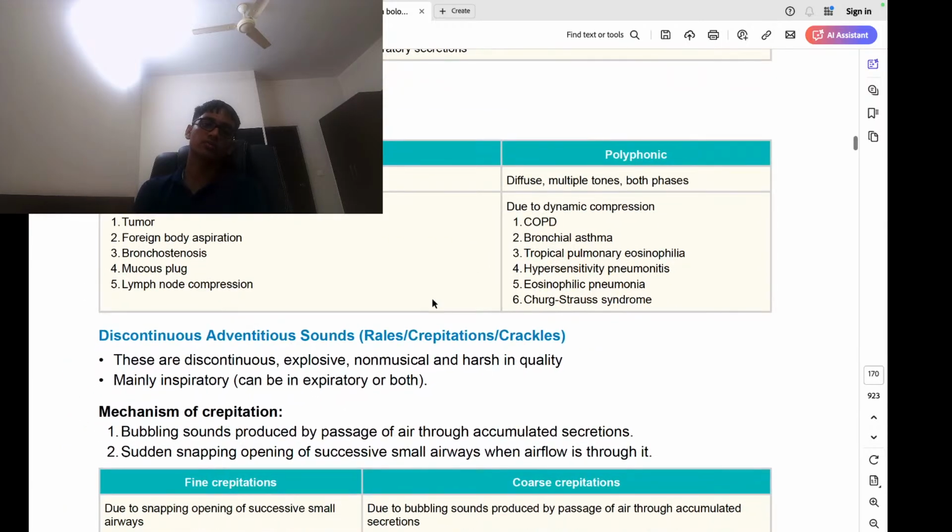Classification of wheeze or rhonchi: monophonic or polyphonic, and inspiratory or expiratory. Monophonic means there is only a single tone. Polyphonic has different tones, is diffuse, and occurs in both phases. Monophonic is due to local pathology producing bronchial obstruction: tumor, foreign body aspiration, bronchostenosis, mucus plug, and lymph node compression. Polyphonic is due to dynamic compression: COPD, bronchial asthma, tropical pulmonary eosinophilia, hypersensitivity pneumonitis, eosinophilic pneumonia, and Churg-Strauss syndrome.